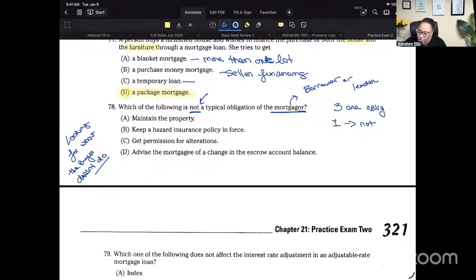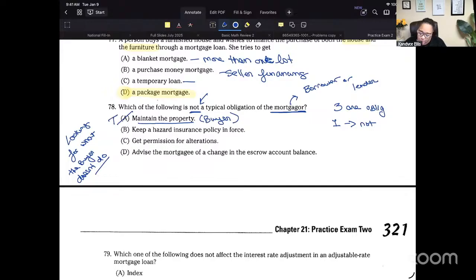All right, so we're looking for something the borrower doesn't normally do. So who usually maintains the property when there's a mortgage? Well, the buyer does. The new owner does. You buy the property, but you borrow money from the bank, and the bank is expecting you to maintain the property so that if they have to foreclose, it's worth something, right? So yeah, that's not our answer, because that is something that the buyer does do.